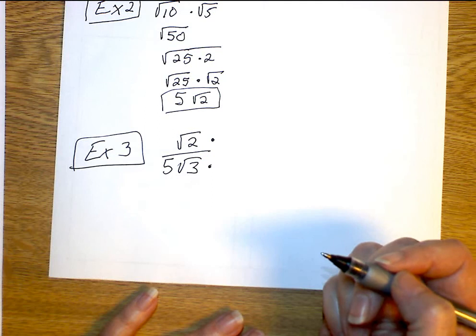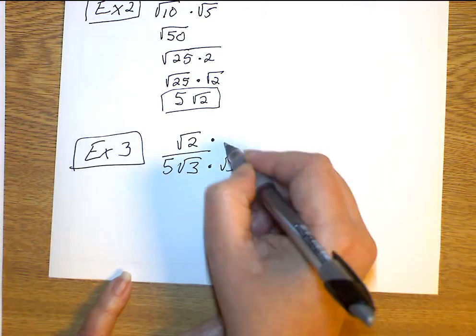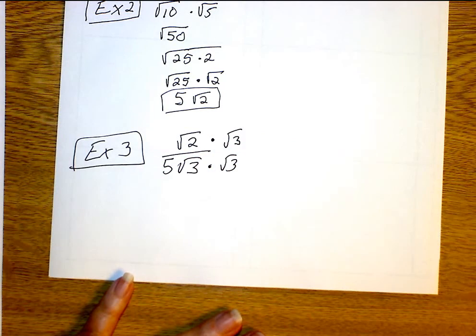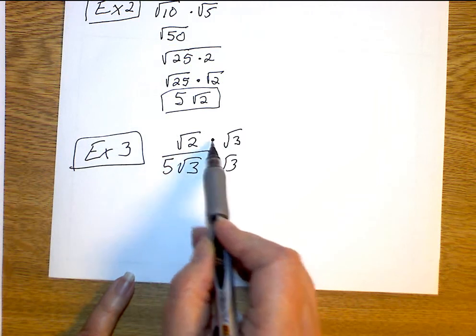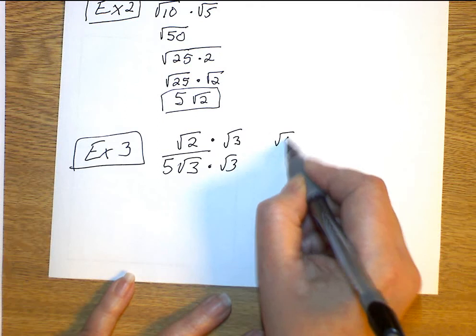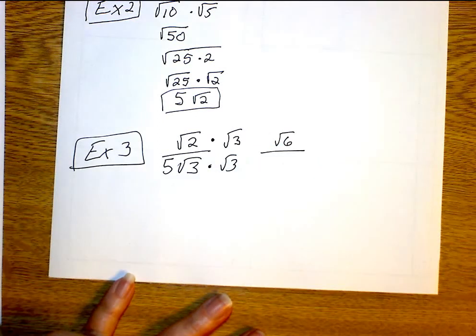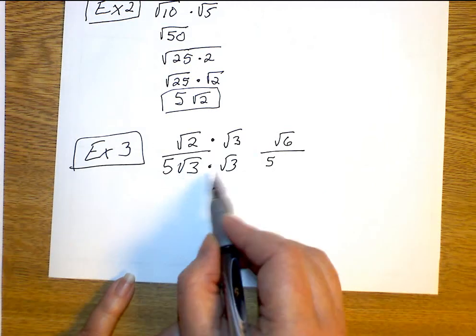So what are we going to square? The square root of 3 is right. So we're going to multiply top and bottom by the square root of 3. The square root of 2 times the square root of 3 is the square root of 6. And we have 5. The square root of 3 times the square root of 3 is?